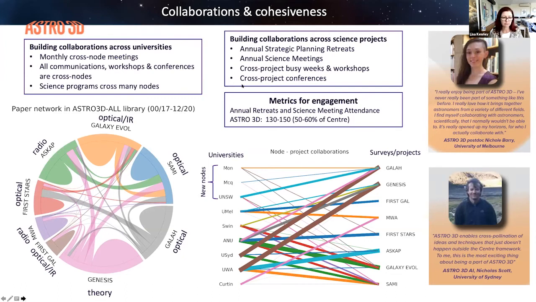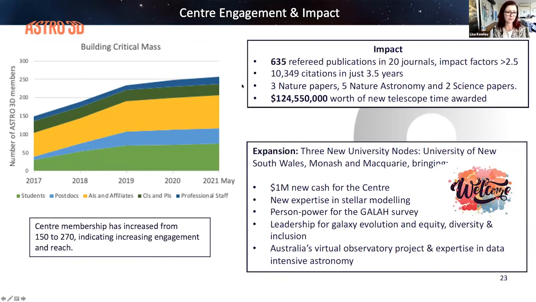We've been building critical mass throughout the centre, and we now have 270 members compared with 150 at the beginning of the centre. We have a very large number of refereed publications and citations and impact for the centre, including several Nature papers and Science papers. And if you count up the amount of new telescope time awarded, it's $125 million. So really fantastic to see.